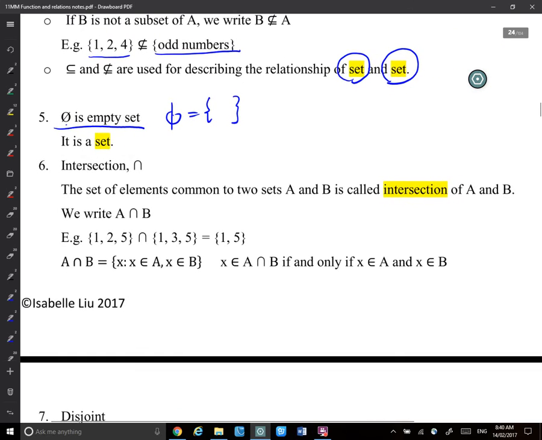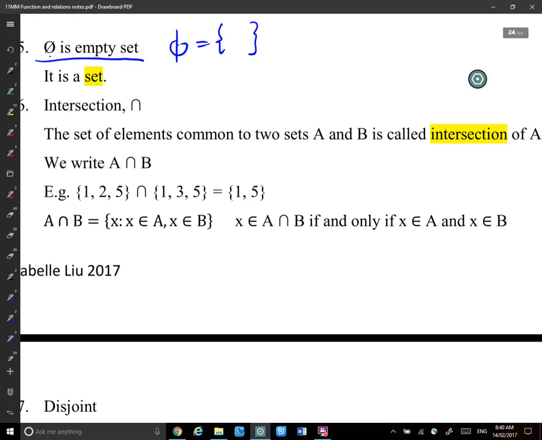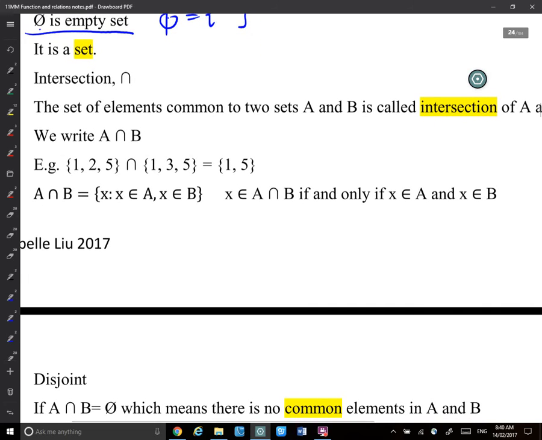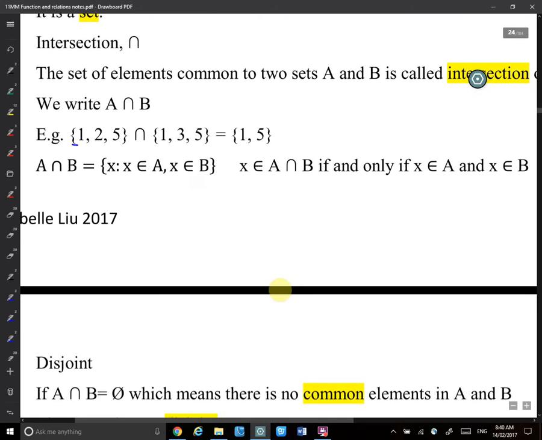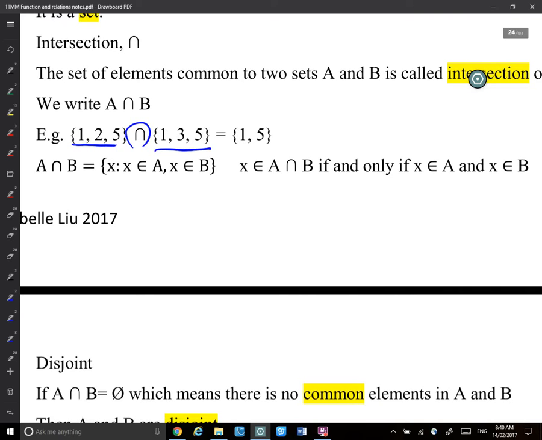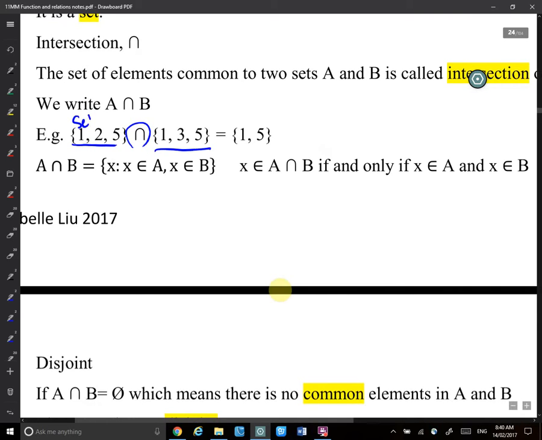And next one is intersections. Intersection has this n symbol. The set of elements common to both set A and B is called the intersection between A and B. So the elements need to be in A, and the elements also need to be in set B. For example, when a set intersects with another set, we see the common part. We can see 1, we can see 5. So 1 and 5 will be the new set. The thing is, a set intersects with a set, and the result must be a set as well. Okay, set intersects sets give you sets.